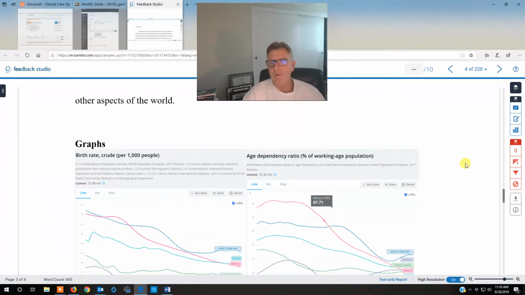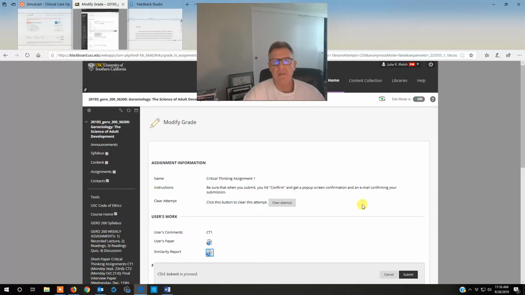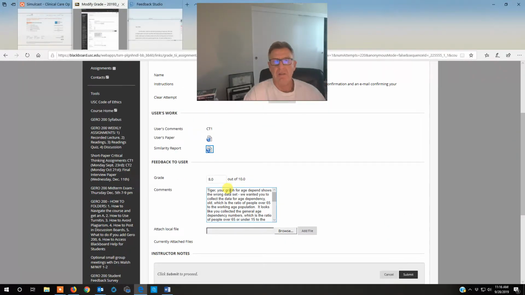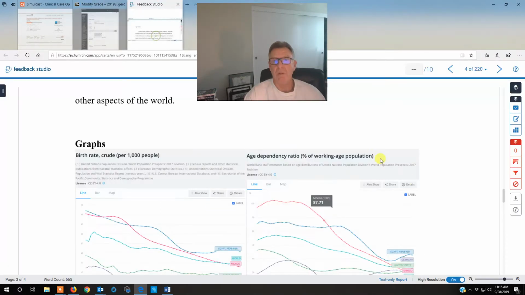When you look at what Julia did, we're going to go back and look at her analysis here. It says your graph for age dependency shows the wrong data set. We wanted you to collect the data for age dependency old, which is the ratio of people over 65 to the working age population. So he just did the age dependency ratio. That was where his problem was. That's not what we asked for. My guess is that's because he was looking at old stuff from previous semesters.